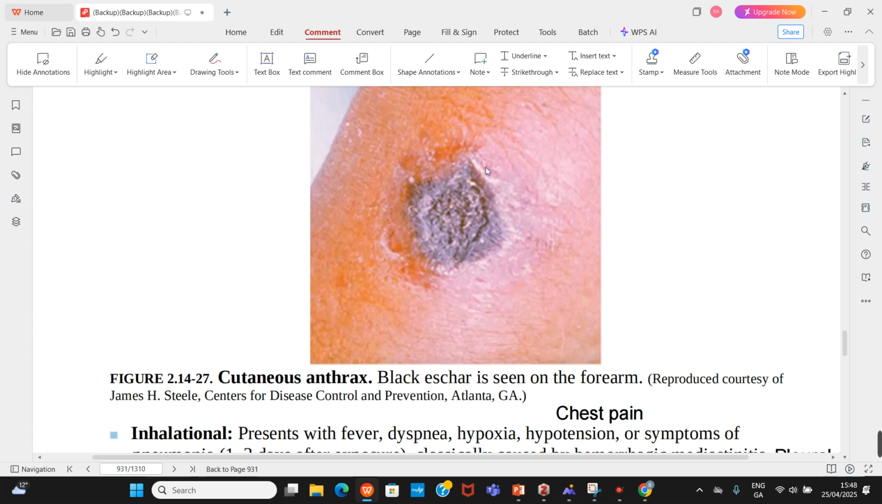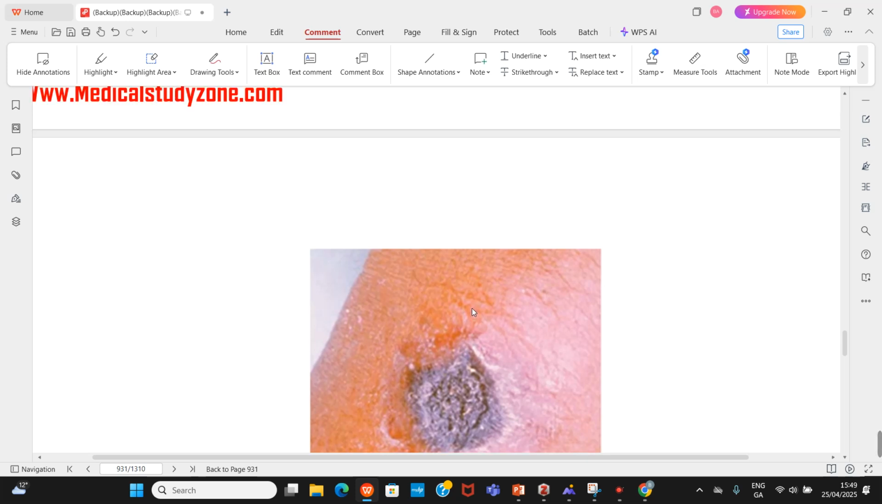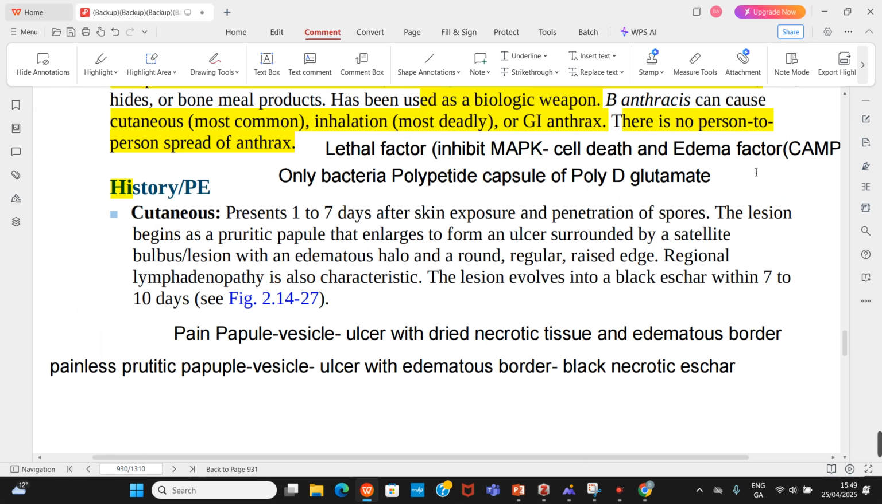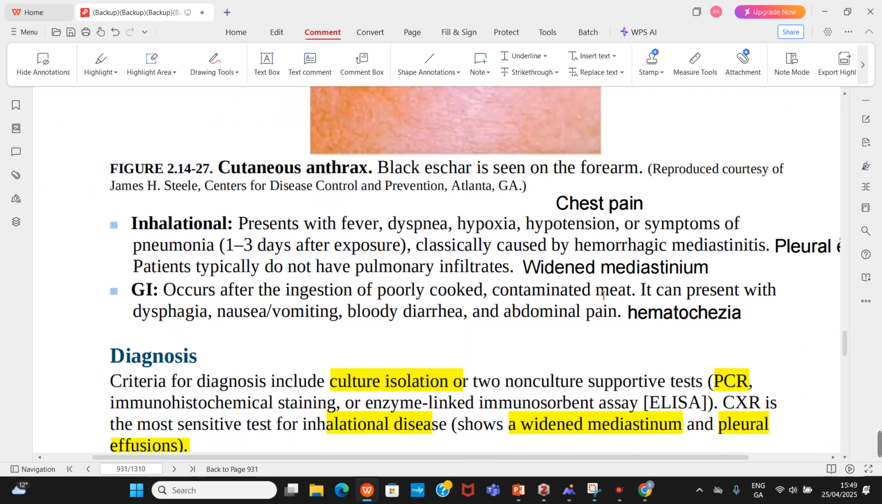So we see something like this, an eschar with edematous border. This is classic for cutaneous anthrax. Central necrotic skin lesion with edematous border: think about anthrax. And the reason why there is edema is because of the what? The edema factor, which is in the spore. That edema factor retains water, making the edges enlarged or swollen.